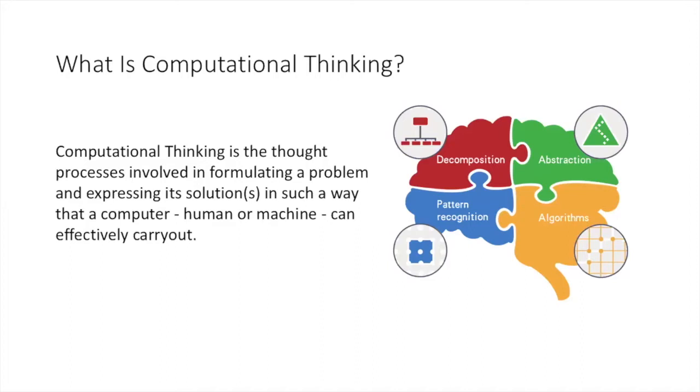Formulating a problem is very important, and then expressing the solution, which is the code, in a way that the computer, which can be human, right? You can write the code, you can instruct the human as well, so that they can carry it out, so that they can execute it. So the 4 components of this, I can just briefly describe here.